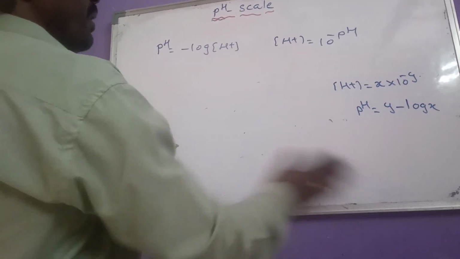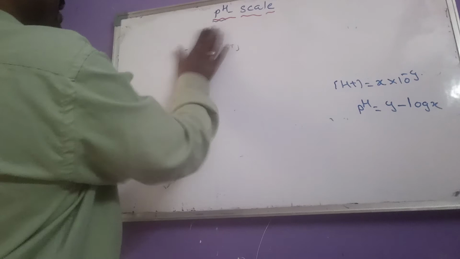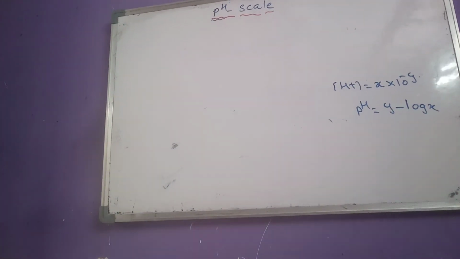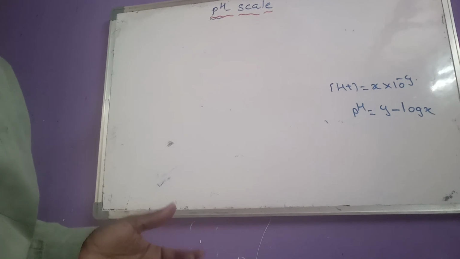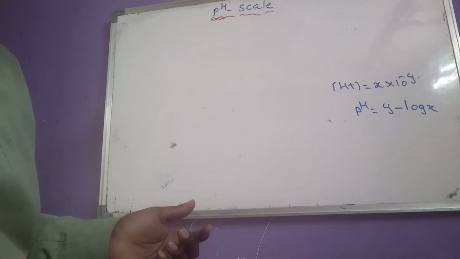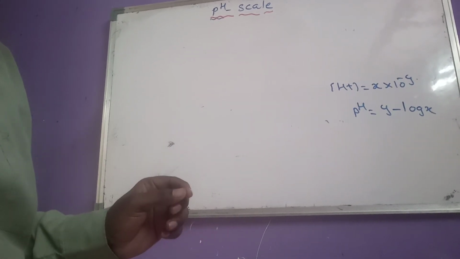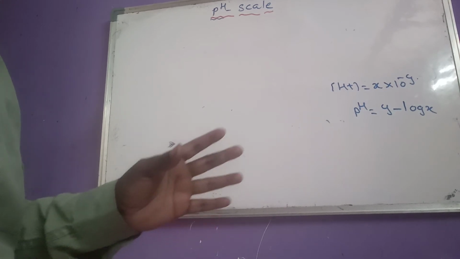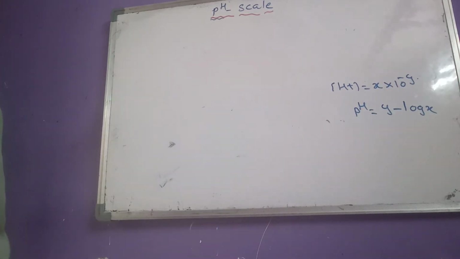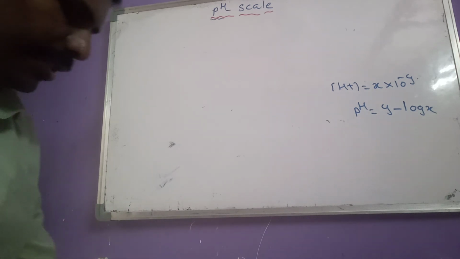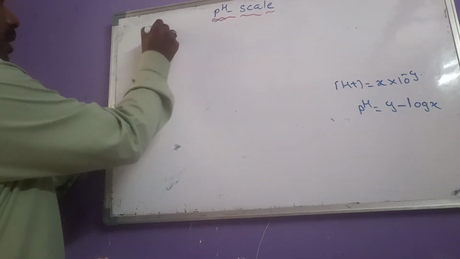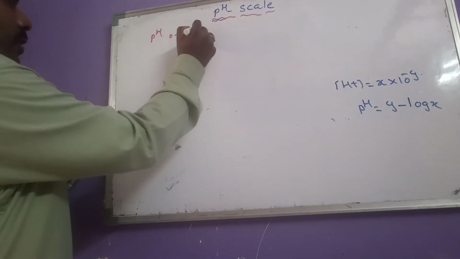Okay, now what are the other types of questions? See here. Instead of concentration, they give the weight of the substance, the weight of the acid present in some amount of solution. How do we calculate? Then let us see here. First, let us see the question here. What is the pH of which one?